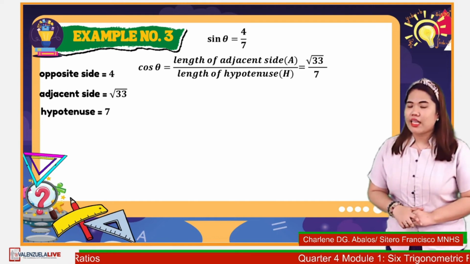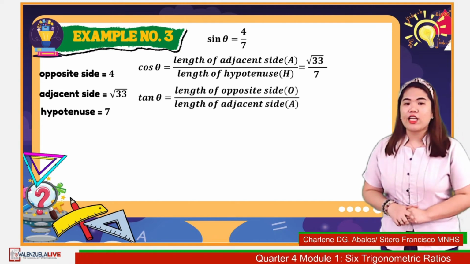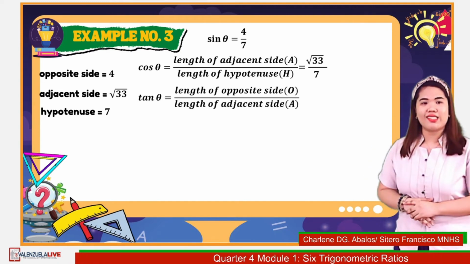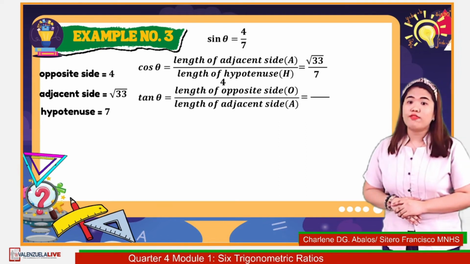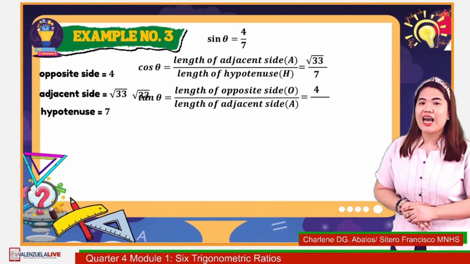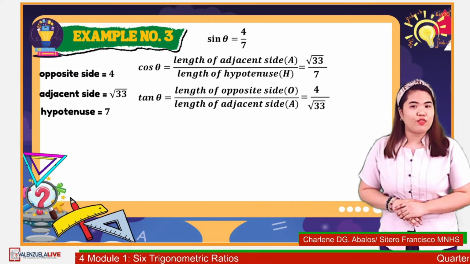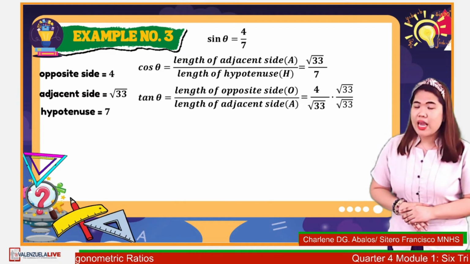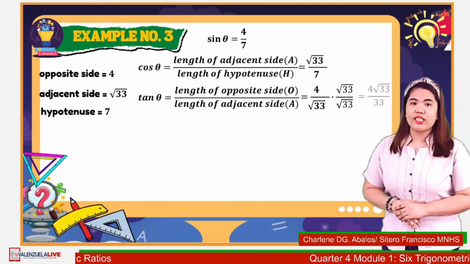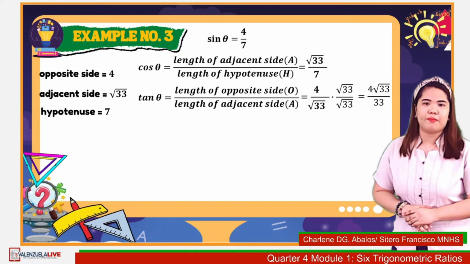For tangent theta, we have opposite side over the length of the adjacent side. It is equal to 4 over square root of 33. Rationalize by multiplying square root of 33 to both sides of the ratio. Then it will be 4 square root of 33 over 33.